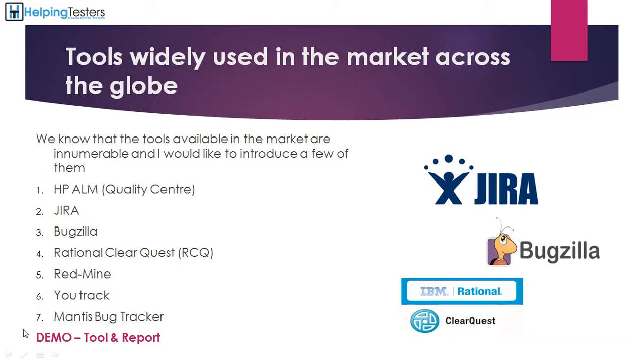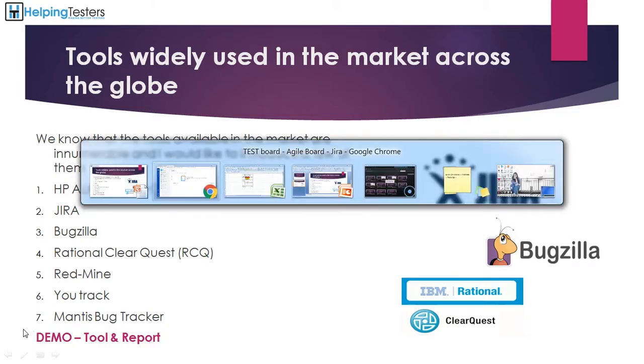And the next one is Mantis Bug Tracker. This is also a bug tracker, as the name says. It supports only bug tracking and bug management. Now I'm going to show you a demo of one particular tool, which is Jira, and show you how a defect report looks. So first, let's see the demo.